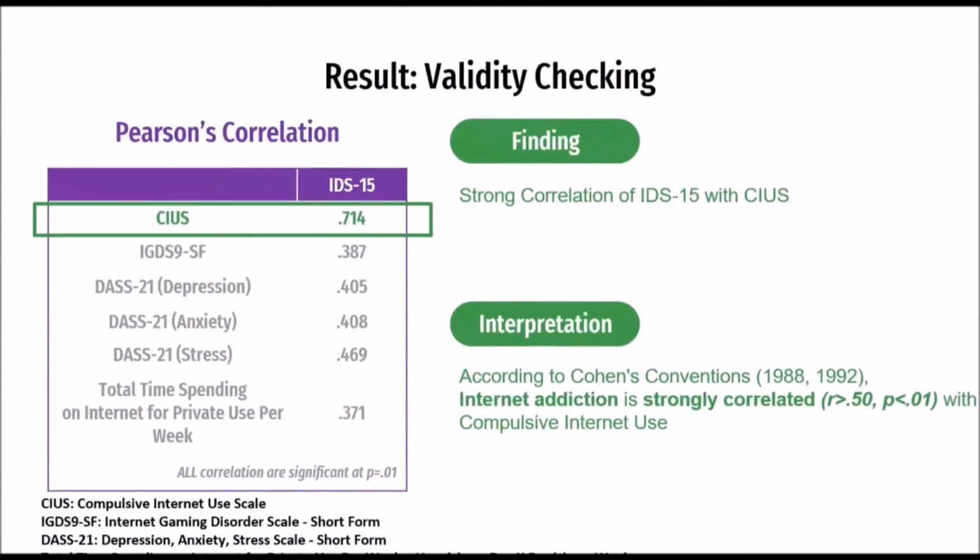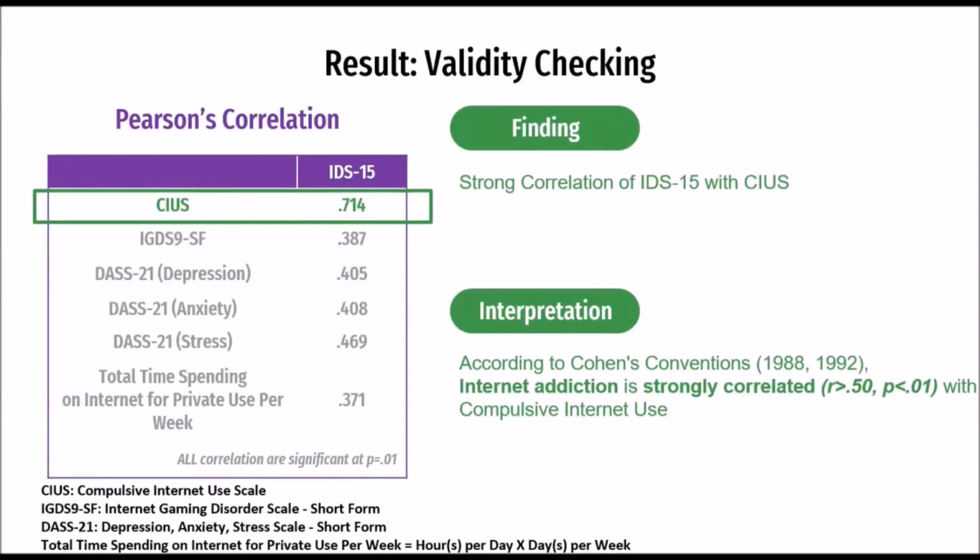We would like to highlight the exceptionally strong correlation between IDS-15 and CIUS, with a validity coefficient greater than 0.7. It is noteworthy that IDS-15 strongly correlated with CIUS, but shows a much weaker correlation with IGDS9SF. Both IDS-15 and IGDS9SF are designed with reference to the 9 criteria of IGD outlined in DSM-5, while the correlation is not as strong. This would be discussed in the coming section.